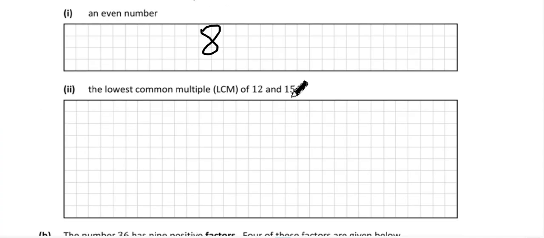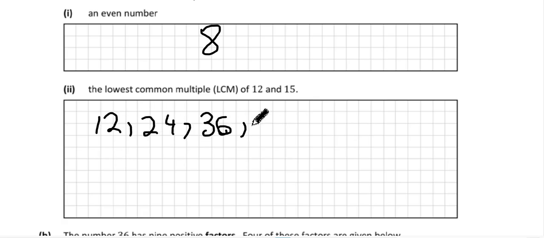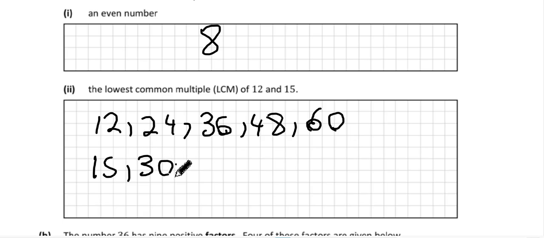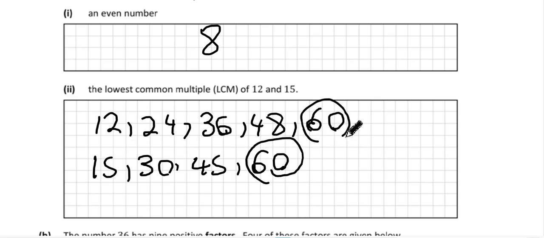Next, find the lowest common multiple. Now, unfortunately, some of you got mixed up with highest common factor. Multiples are when you count up in 12s: 12, 24, 36, 48, and 60. Then count up in 15s: 15, 30, 45, 60. The lowest number that's in both lists is 60, and that is your lowest common multiple.